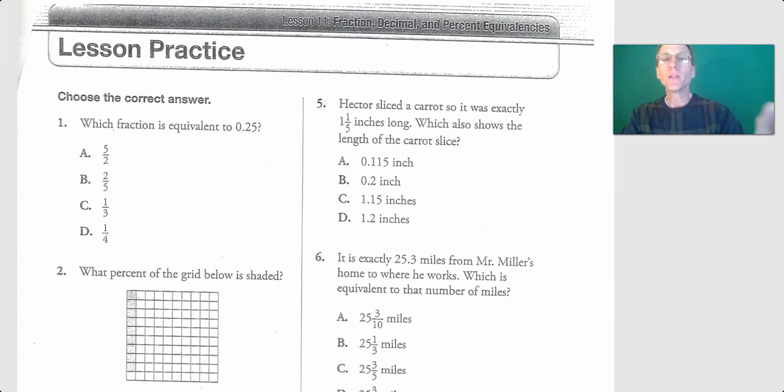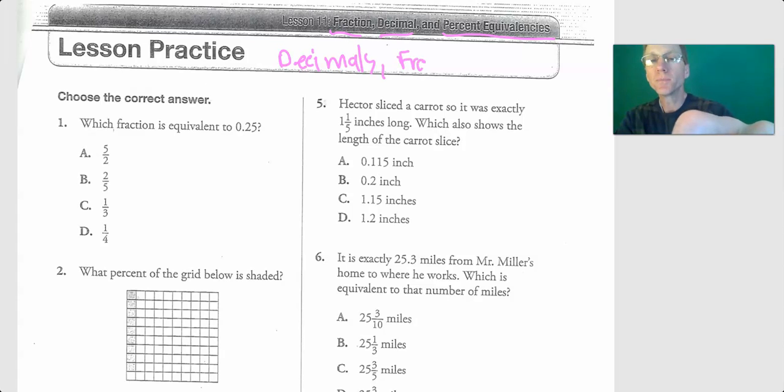This was the lesson on fractions, decimals, and percent equivalencies. And the first video was on the examples where I just went through and we learned how to change from decimals to fractions. We talked about how numbers can be written with decimals. They can also be written in a fraction form, and they can also be written as a percent. And it's just important to be able to go back and forth and be able to use all these three forms. And so here are just the questions that you had in that packet.